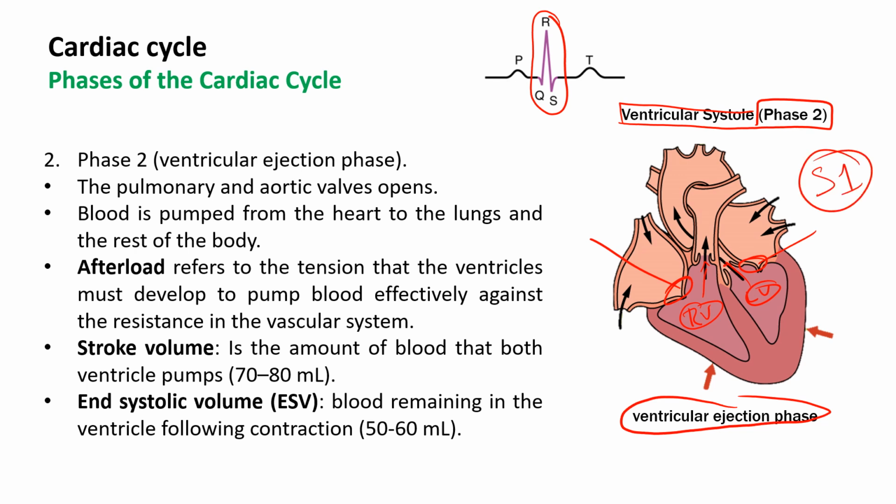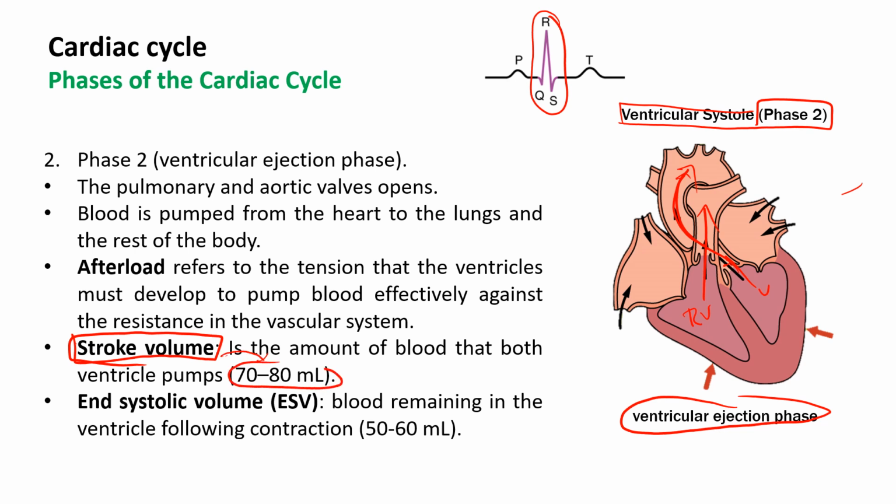What else we need to know here? Okay, so when this blood gets ejected, the amount of blood that is ejected with one contraction is what we call a stroke volume, right? The stroke volume is on average at rest about 70 to 80 milliliters of blood. That is how much blood you normally, or an average person, will eject with a single contraction.